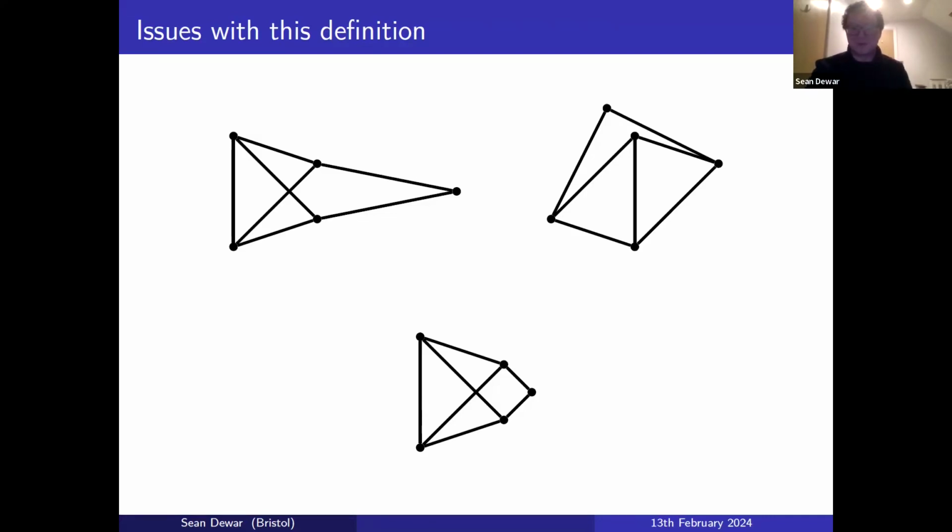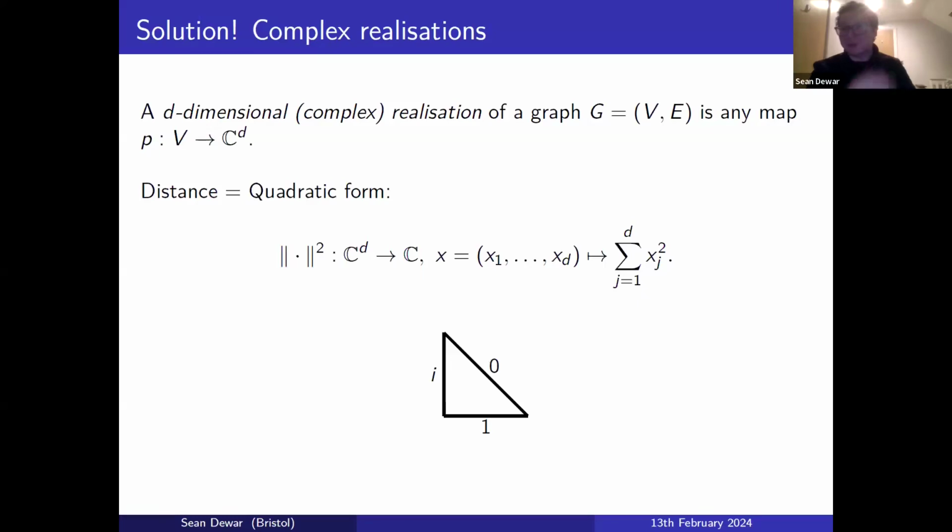So the solution is to use complex realizations. So we allow for complex realizations, and this will act as an upper bound regardless anyway. So I'm now going to say that a d-dimensional complex, and if I forget the word complex, I mean complex, realization of a graph is going to be any map that takes the vertices and puts them in C^d.